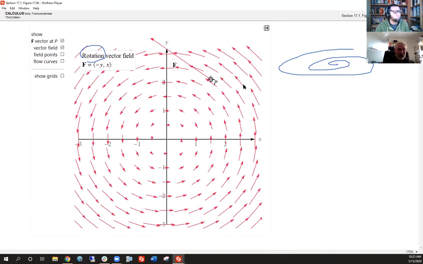I think in this particular example, what will happen to our flow curves? Are our flow curves going to spiral in, spiral out, spiral at all? What do you think? I don't think they'll go in. I think they'll just continue going in whichever way they were going.